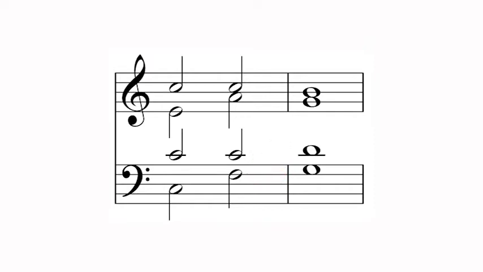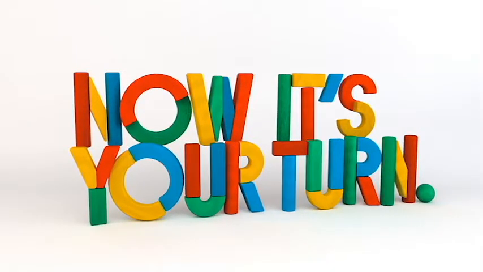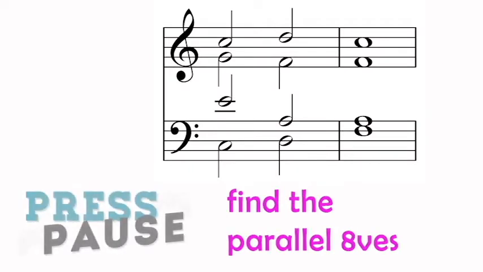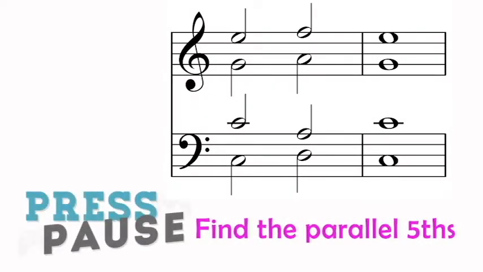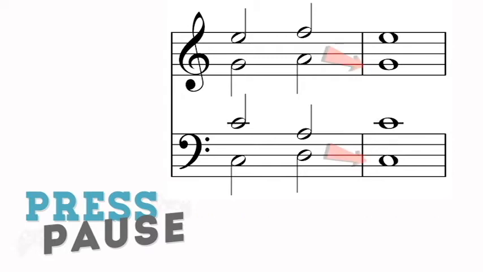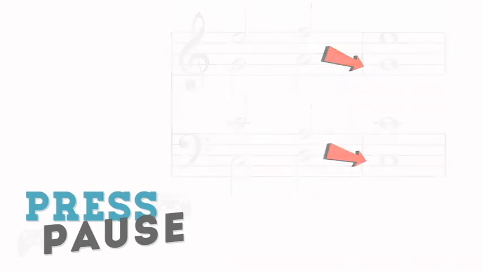Spotting parallel octaves and fifths in your writing is not that easy, but let's give it a try. This next example, push pause until you have found the parallel octaves, then push play. Did you find them between the soprano and the bass, both moving from C to D? Now let's try it with fifths. Push pause until you have found the parallel fifths. There they are, D to A, C to G, between the bass and the alto.